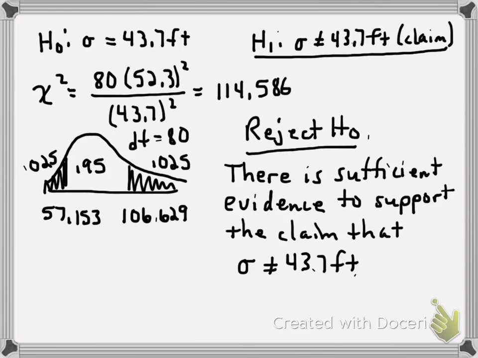One more question. If it appears that the standard deviation has changed, does the new production method appear to be better or worse than the old method? Well, we found that there is sufficient evidence to support the claim that the standard deviation is different. And since the standard deviation of the sample is higher than the standard deviation of the old equipment, it appears that the new production method is worse than the old production method.